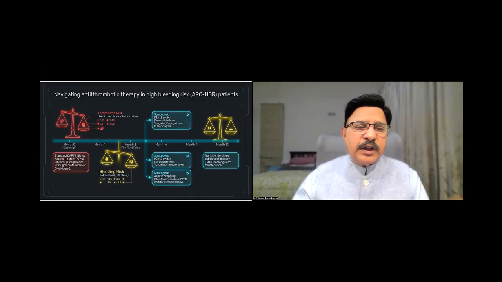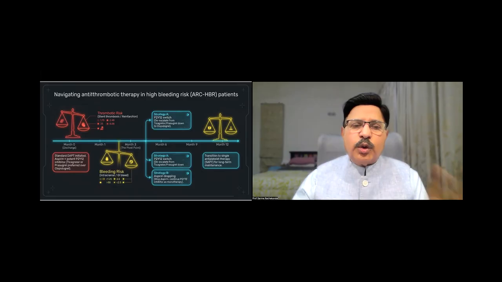Standard DAPT: aspirin, plus potent ticagrelor or prasugrel over clopidogrel at 0 month. And then bleeding risk you keep assessing.